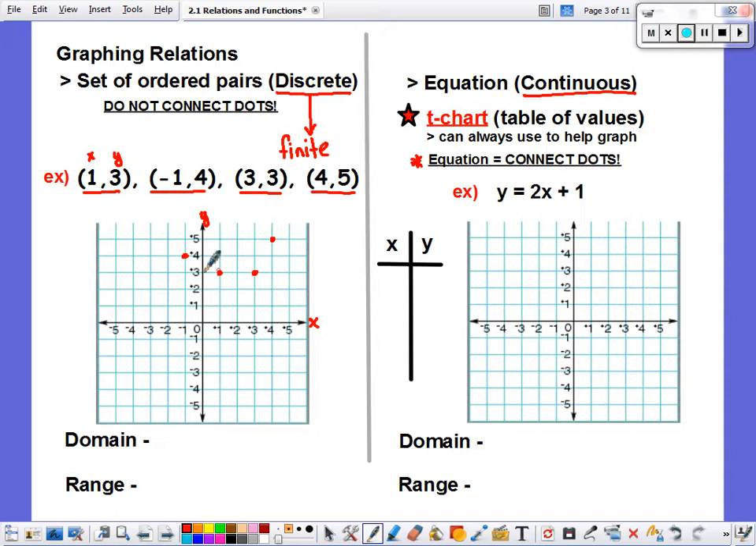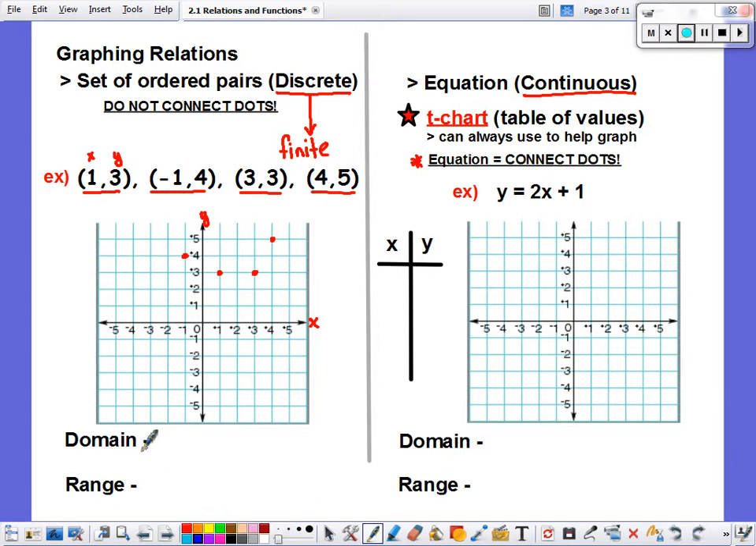So as much as we may want to connect these dots, we never ever connect the dots of a discrete relation. Even if the dots fell in a perfect line, even if it's like this, and you want so badly to connect those, never, don't connect them. The only time you connect them is with an equation, not as a discrete relation.